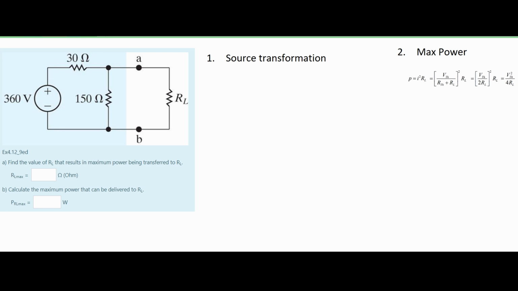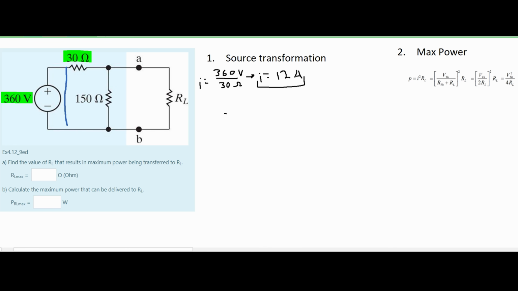We need to look at the 360 volts and our 30 ohms of resistance. If we look in section 4.9 that's in the notes linked below, we can see this is a perfect setup to transfer this into amps and a resistor in parallel like this with our 150 ohms. To do this, we first need to find the actual current. We're going to say that our current is equal to, using Ohm's law, voltage over resistance. Our voltage here is 360 volts and our resistance here is 30 ohms. So if we do this, we're going to get that I is equal to 12 amps of current.